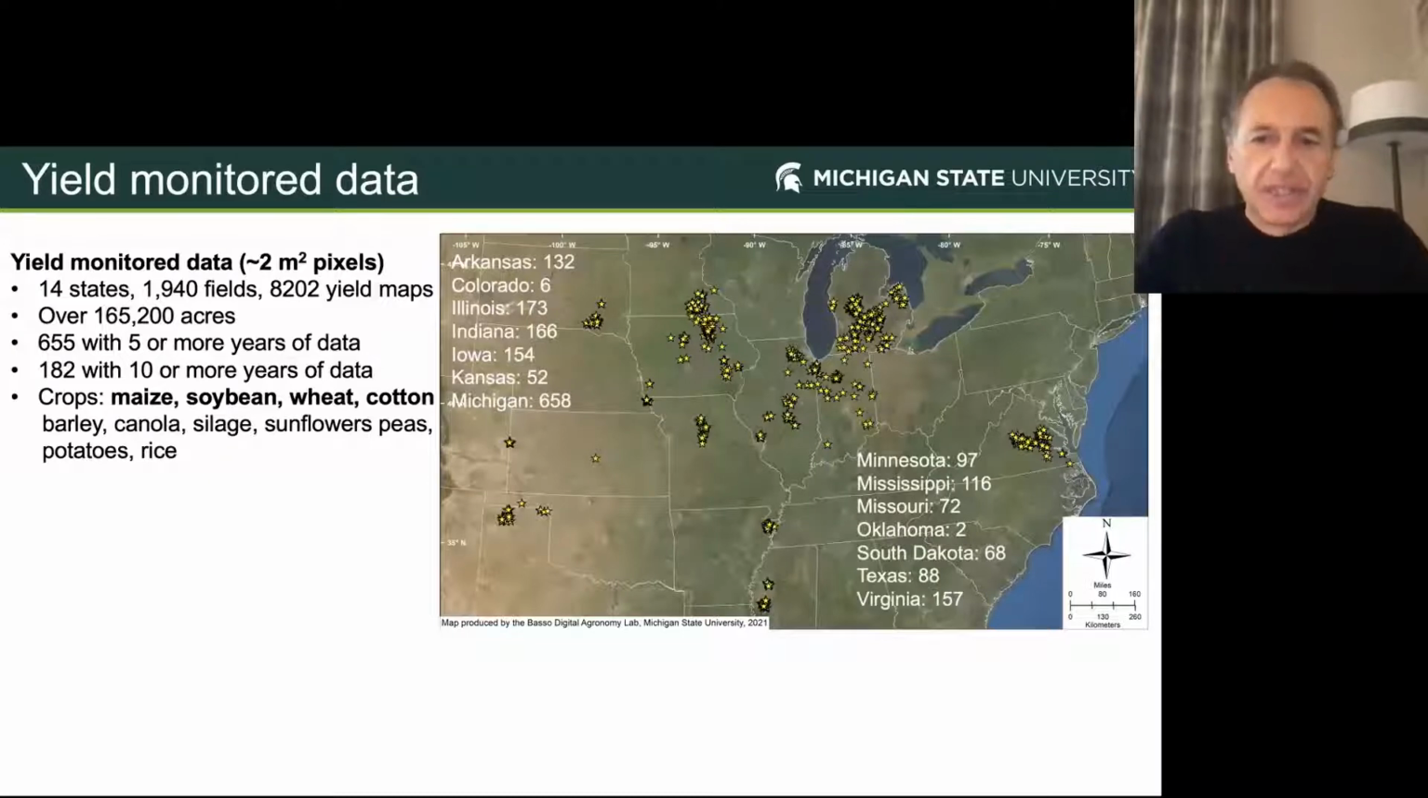This is the availability of in-house yield maps, and as you see, many have been around for a long time, large data sets for me, 182 fields with more than 10 years of data. So very good distribution, and because of that, we have really been able to learn how this spatial and temporal variability occurs in the Midwest.